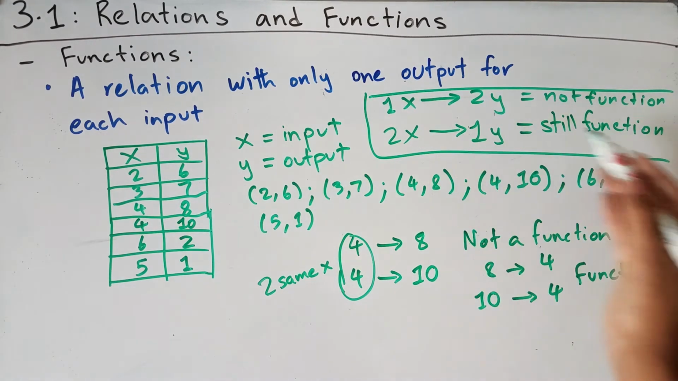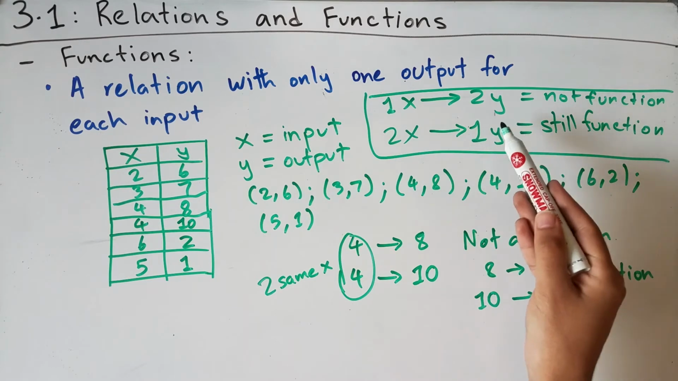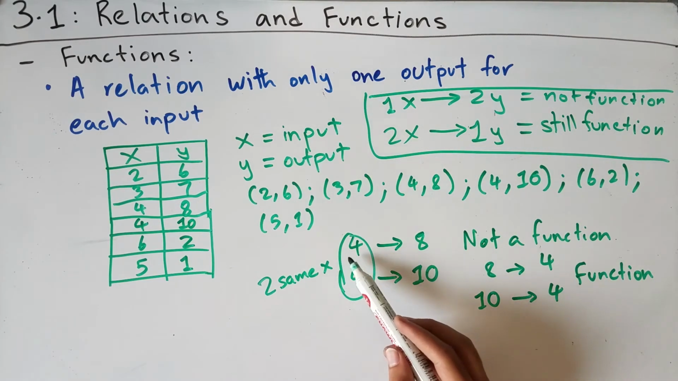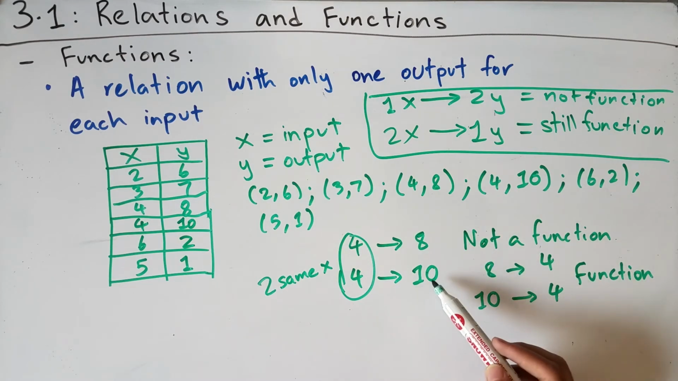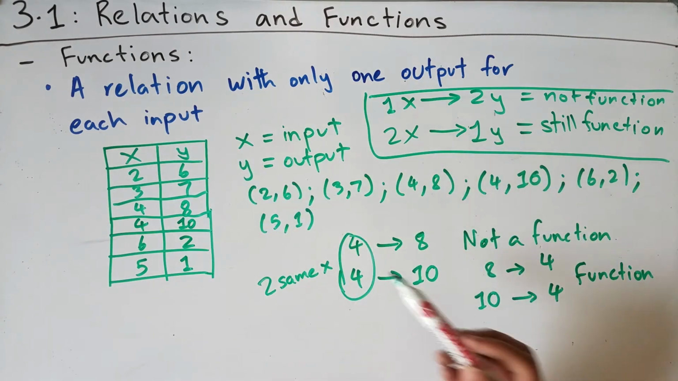So here's a summary for what I just described. If you have one input that is corresponding to 2 outputs, then it's not a function. So here we had only one input of 4, which had the output of 8 and 10. So there's 2 outputs to only one input, and that is not part of the function's definition. So this is not a function.